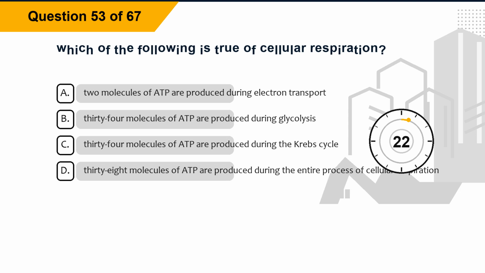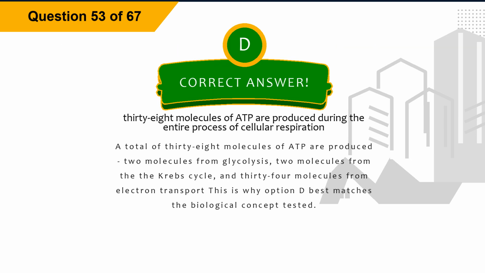Question 53. Which of the following is true of cellular respiration? Option A. 2 molecules of ADP are produced during electron transport. Option B. 34 molecules of ADP are produced during glycolysis. Option C. 34 molecules of ADP are produced during the Krebs cycle. Option D. 38 molecules of ATP are produced during the entire process of cellular respiration. The correct answer is option D. 38 molecules of ATP are produced during the entire process of cellular respiration. Explanation. A total of 38 molecules of ATP are produced, 2 molecules from glycolysis, 2 molecules from the Krebs cycle, and 34 molecules from electron transport. This is why option D best matches the biological concept tested.